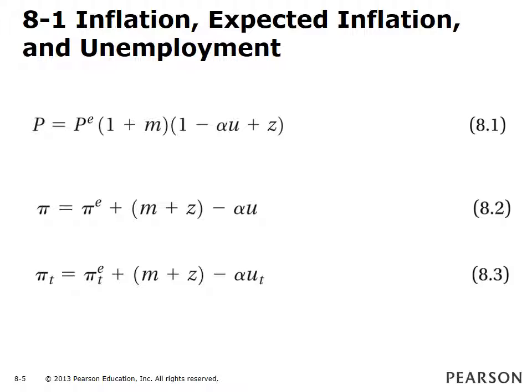Equation 8.3 attaches a time subscript to the variables inflation rate, expected inflation rate, and the unemployment rate to specify the value of these variables in year t. M and Z do not have time subscripts because we are assuming those values to remain constant as we look at movements in inflation, expected inflation, and unemployment over time.